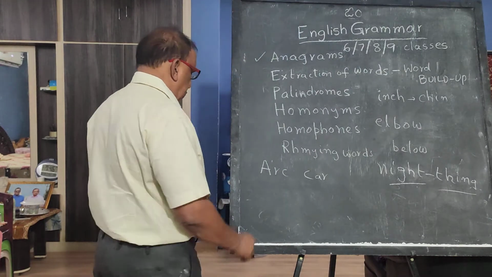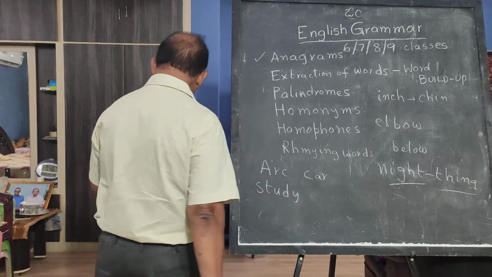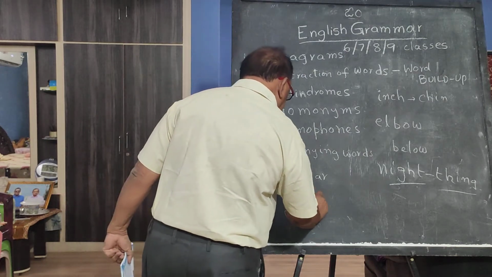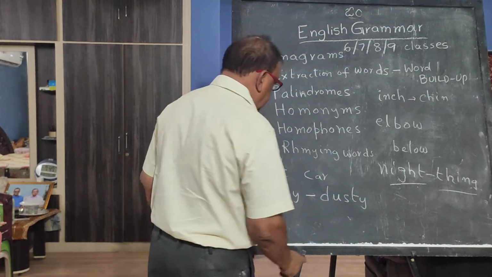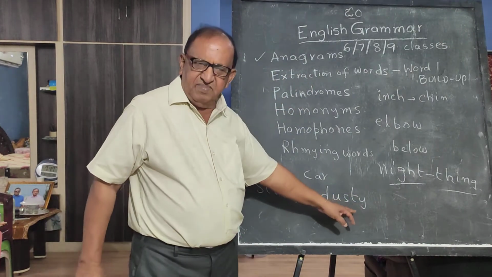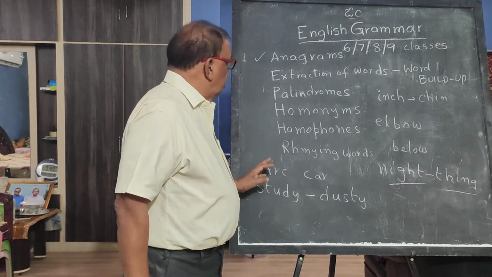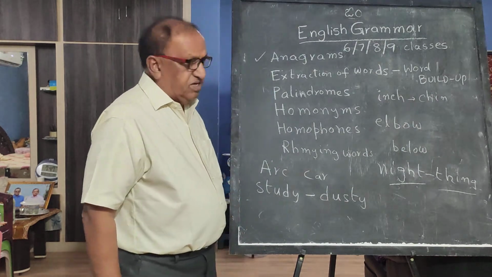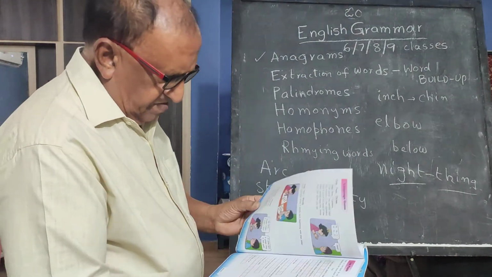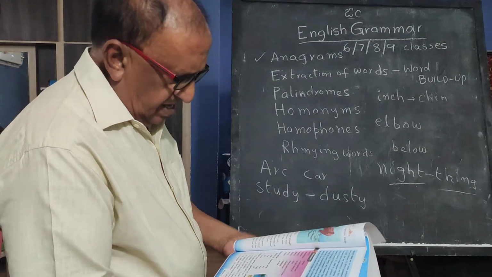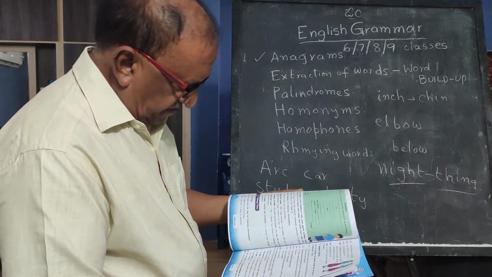Similarly, study, S-T-U-D-Y. From this you can get a word like D-U-S-T-Y. So you can see we use the same letters, but the meaning is entirely different. So those are called anagrams. Then we talk about extraction of words. That means from a given word, we try to get some new words. That is called the extraction of words.